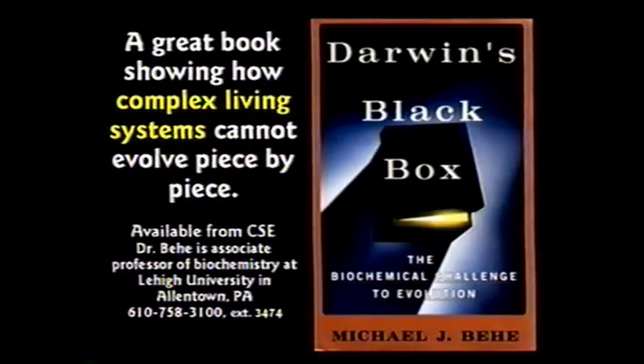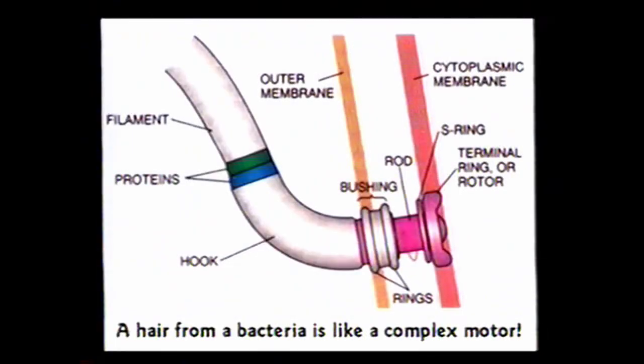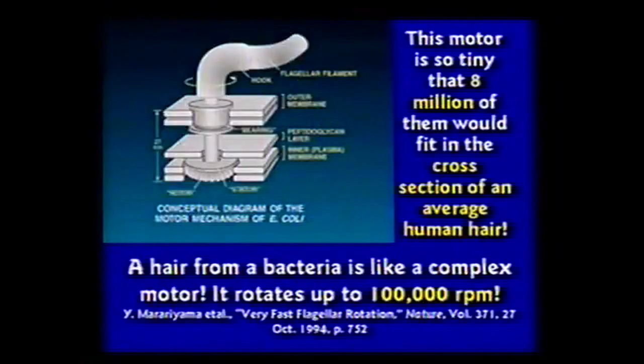You ought to think about that one for a while. There's a great book showing how complex things can be. It's called Darwin's Black Box by Michael Behe. He spends an entire chapter in this book describing the hair on a bacteria. Bacteria are pretty tiny. They have a little hair on the back that whips around and makes them swim through their little world, okay? That little hair on the bacteria is like a complex rotary engine.